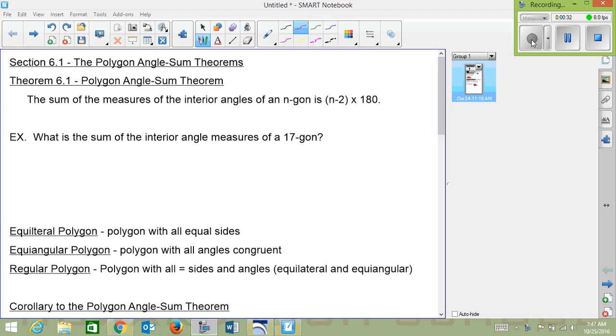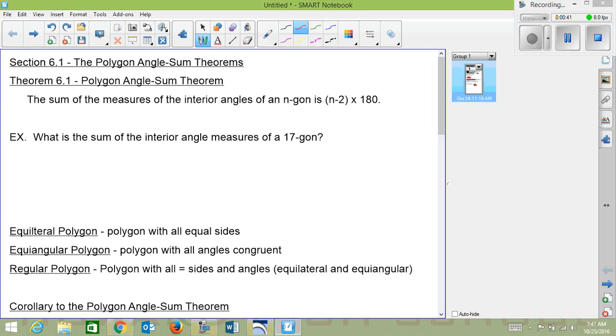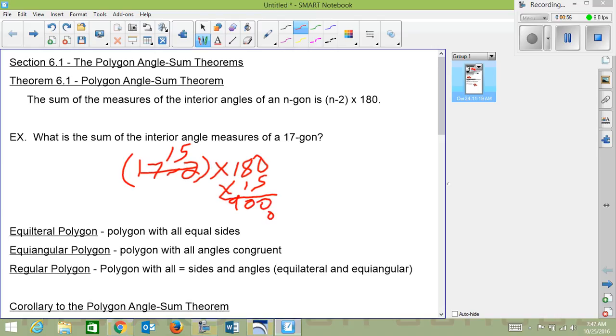So what is the sum of the interior angle measures of a 17-gon? We're just going to go ahead and follow what that little equation says. 17 minus 2 times 180. 17 minus 2 is 15. 15 times 180 is... 1700. No, 2700 degrees.